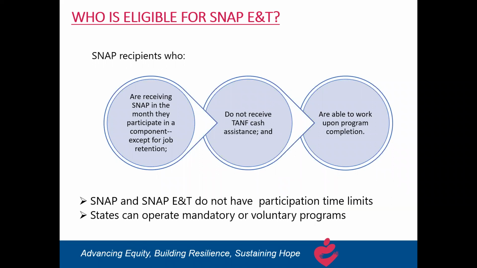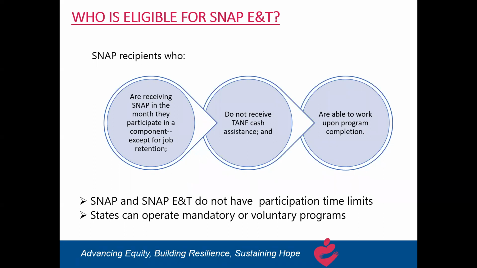So who's eligible for SNAP E&T? Again, it's folks that are receiving SNAP in the month that they participate in a component. The only exception to that is job retention. If somebody's receiving SNAP E&T and then they become employed, they could actually receive additional services, even though they might lose their SNAP benefit because of the income that they're receiving in the employment. They could get services under the job retention component. Again, they can't be receiving TANF cash assistance in order to participate in SNAP E&T.